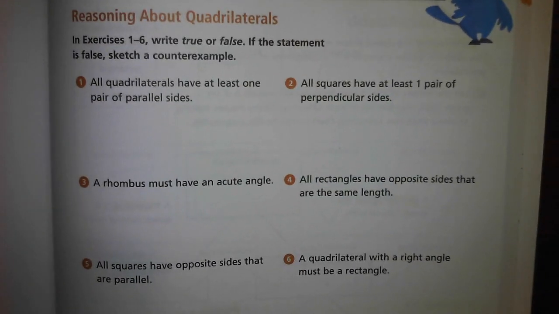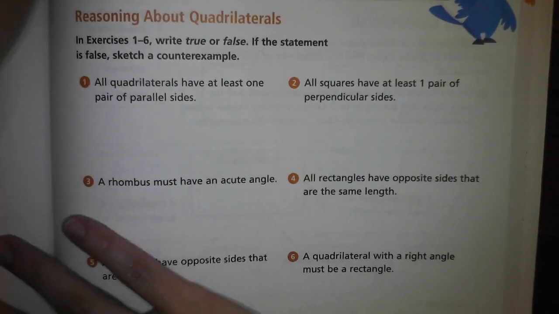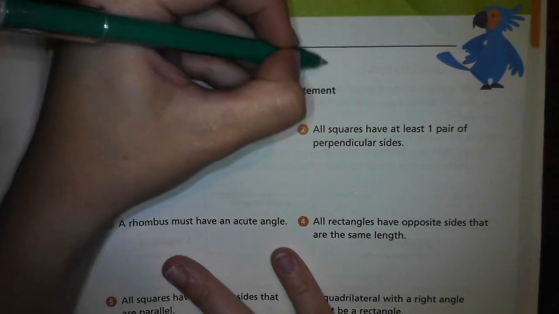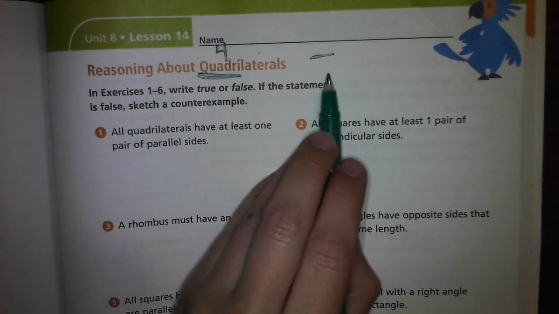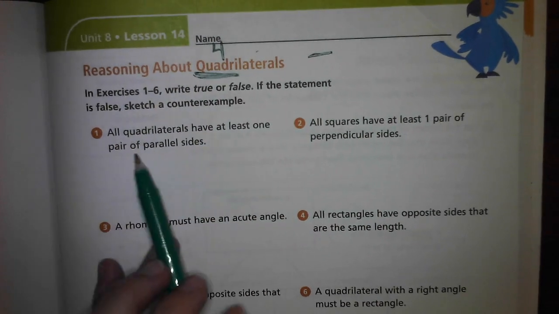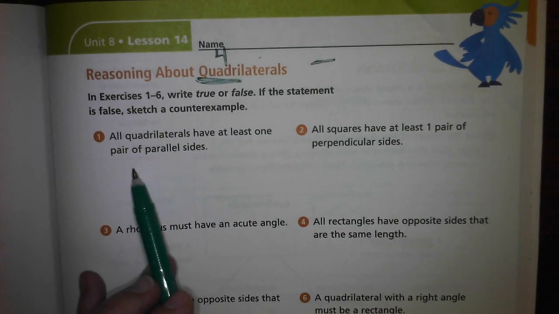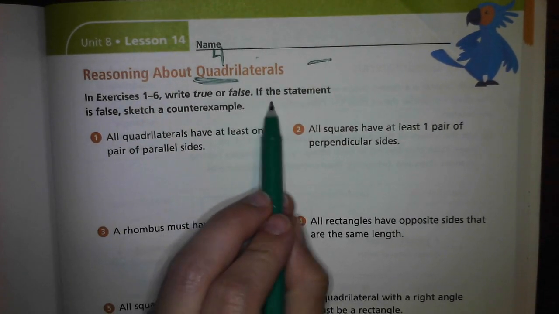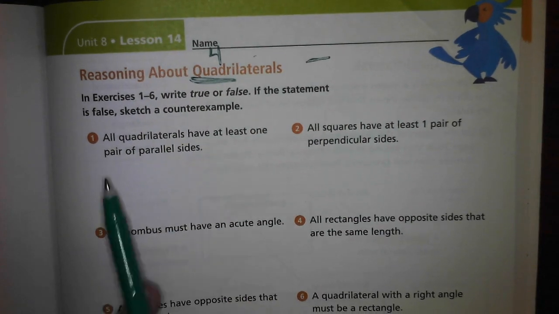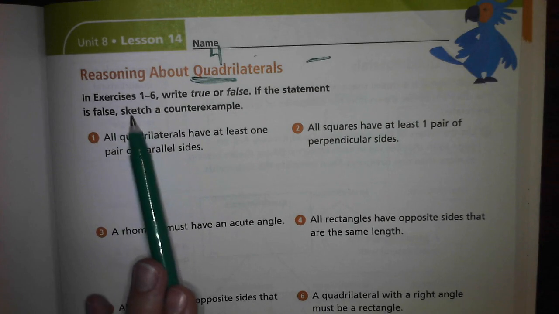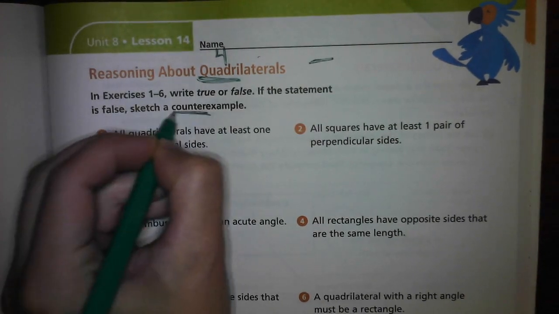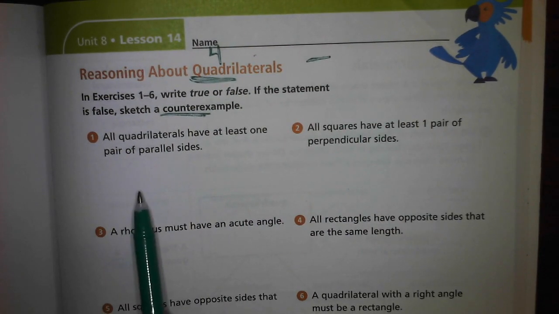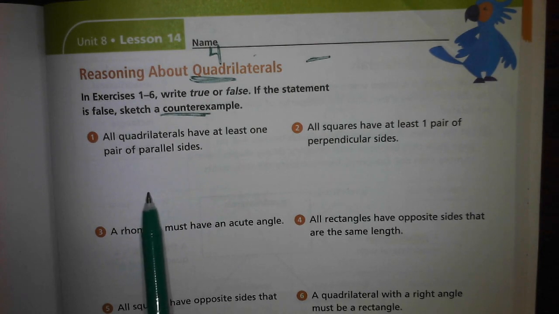So we are going to look at these statements about quadrilaterals. Quadrilaterals have 4 sides, and the sides have to be line segments. So they have to be straight. Okay? So we're going to read the description, and we are going to say whether it is true or false. True, it is a quadrilateral, or false, it is not a quadrilateral. So it says, if the statement is false, sketch a counter example. Counter means opposite, so sketch the reason that it's wrong.